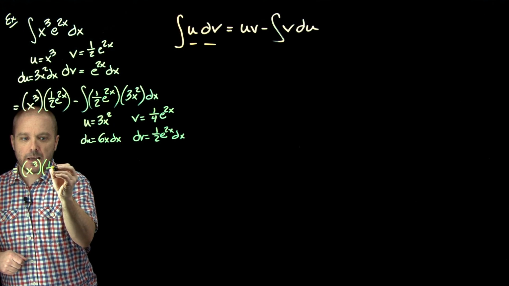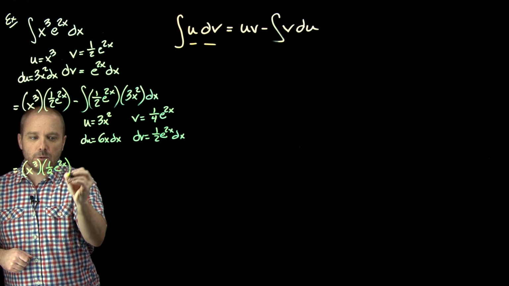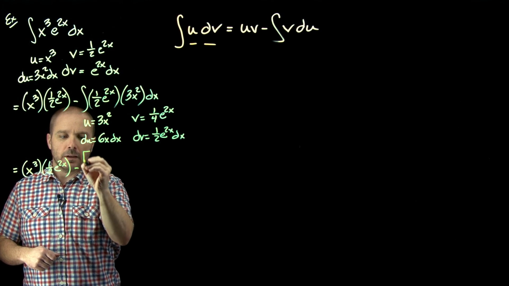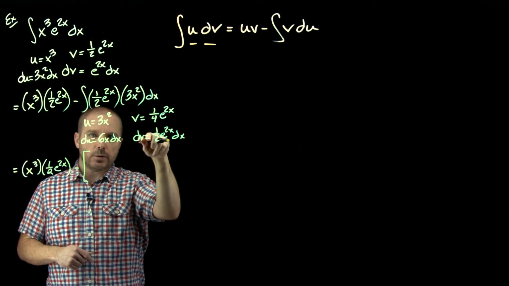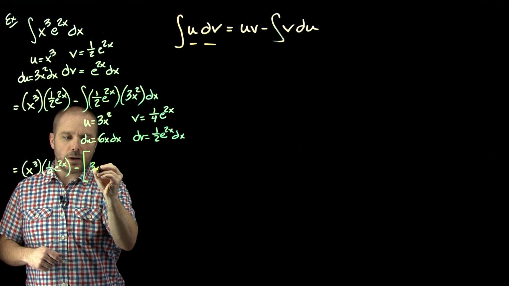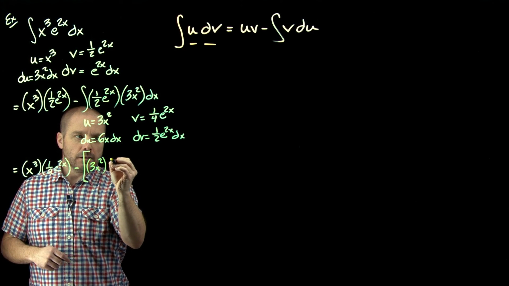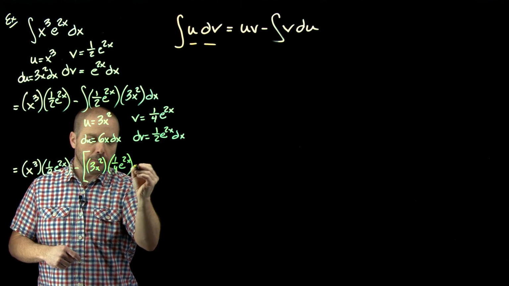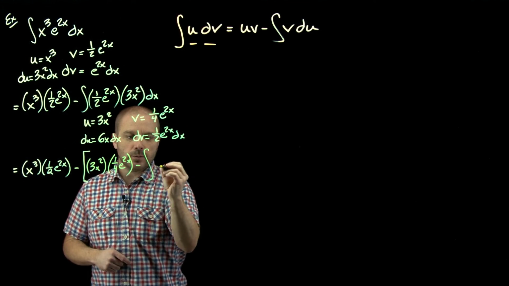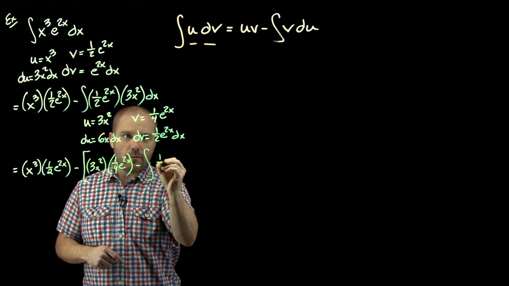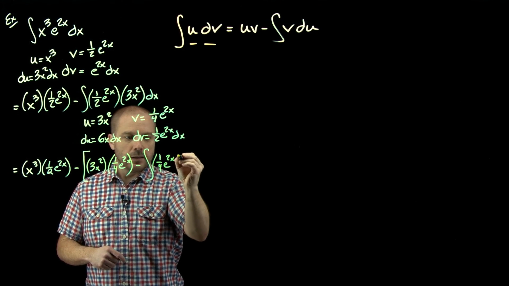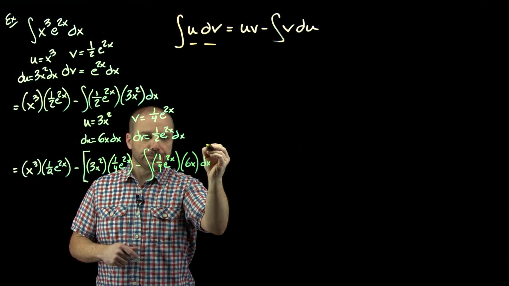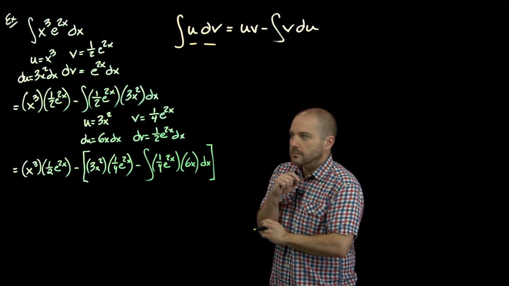This was just the term we already had out front, our old uv. And we've got to be careful with that minus. It's minus this entire thing that we're doing, integration by parts. 3x squared uv, 1/4 e to the 2x, minus the integral of v du, 1/4 e to the 2x times 6x dx. All right.